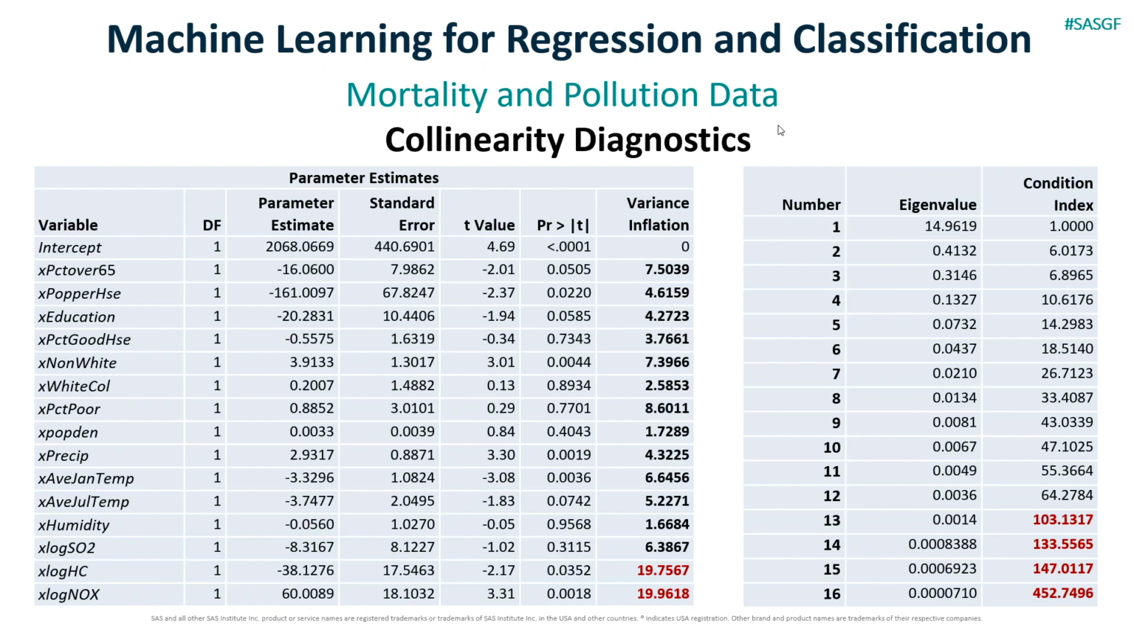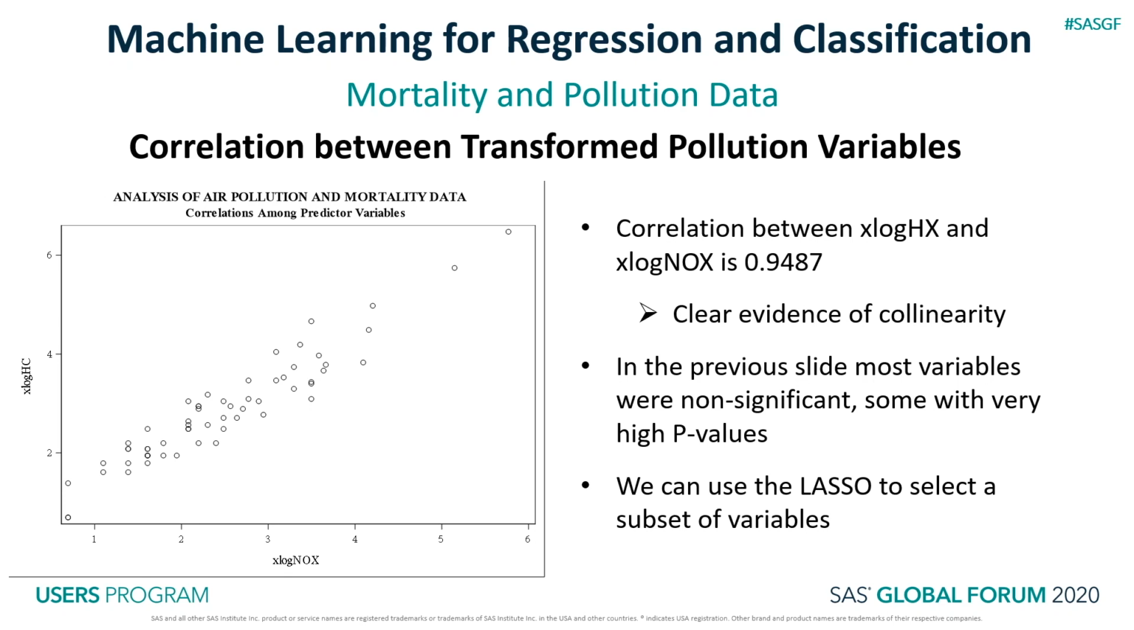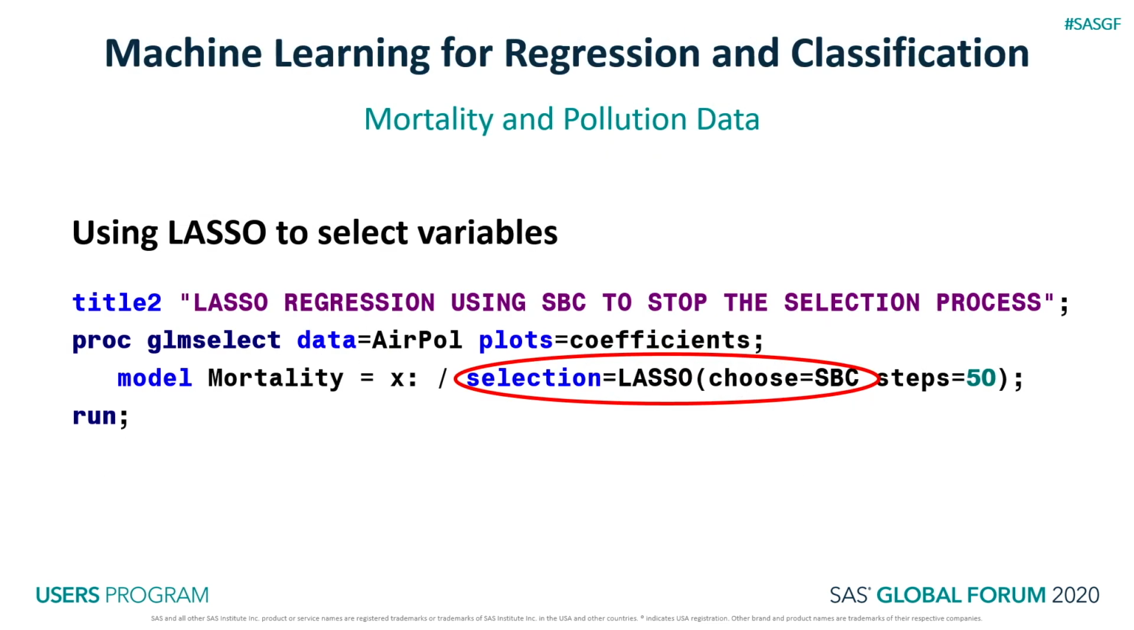We would like to fix that, but would also like to know, is the relationship between the individual predictor variables and the response variable linear, or would it be better characterized using some nonlinear functions? So here is a scatter plot of the relationship between the log of the hydrocarbons and the log of the nitrous oxide. And we can see that that's very close to linear with a correlation nearly 0.95. So clear evidence of collinearity. In the previous slide, we would see that most of the variables were non-significant with high p-values. And so this is a data set that we can use the LASSO to help us select some appropriate variables. And that's what I do.